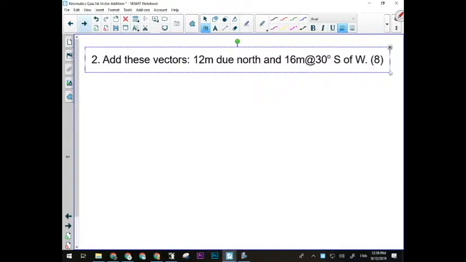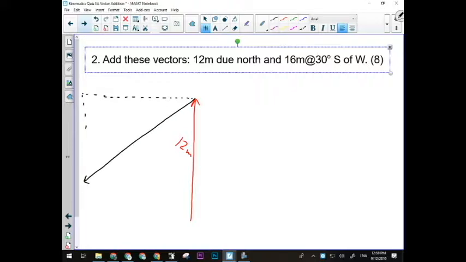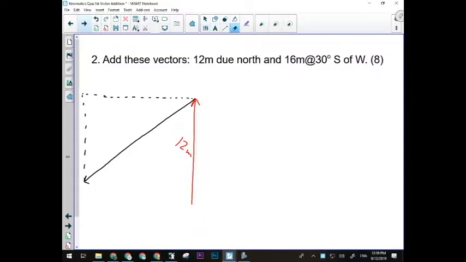Okay, question number 2, vector addition question. One of the vectors is straight along a compass direction, and the other is angled. So our diagram is going to look something like this. We go 12 meters due north, and then we go 16 meters at 30 degrees south of west. So here's west. I'm going to go 30 degrees south of that.